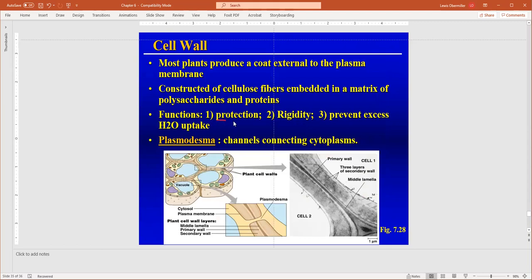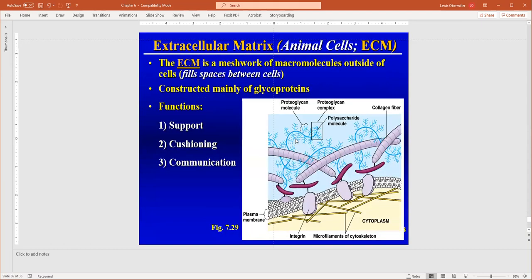Remember, cell wall is made out of cellulose. We talked about that in chapter 5, and it has 3 functions. Know those functions, and that these are the channels that cells use to communicate with each other.